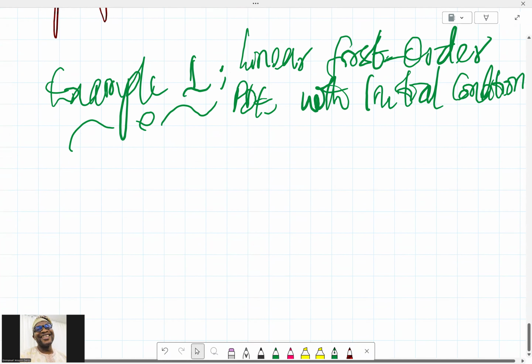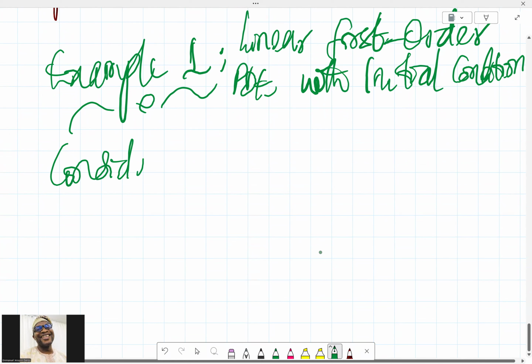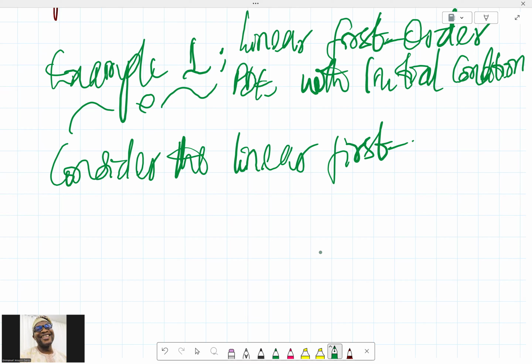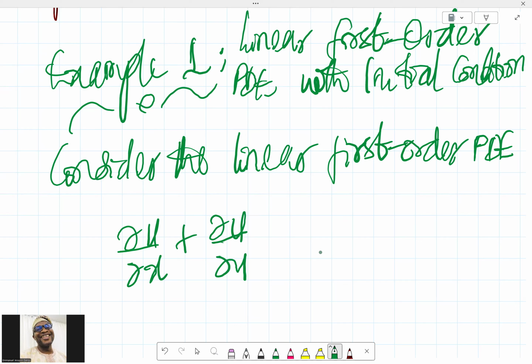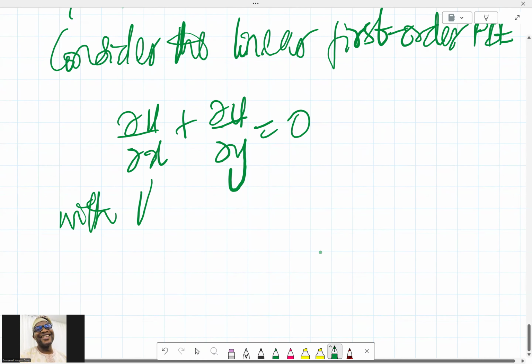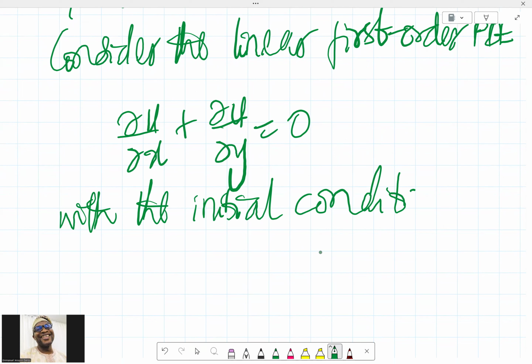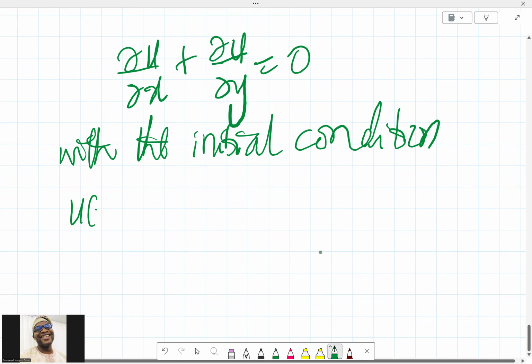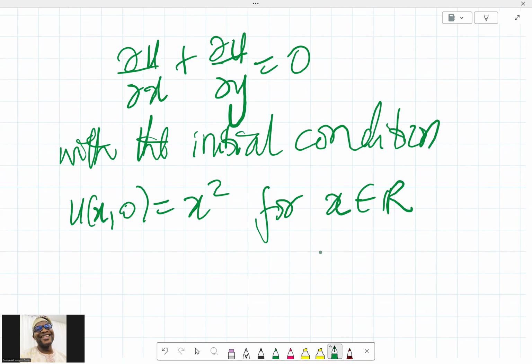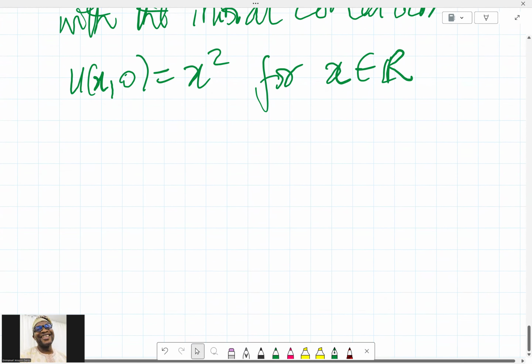So here, consider the linear first order PDE, partial u partial x plus partial u partial y equals 0, with the initial condition u of x comma 0 equals x squared for x belonging to R. Okay, so let's deal with this.